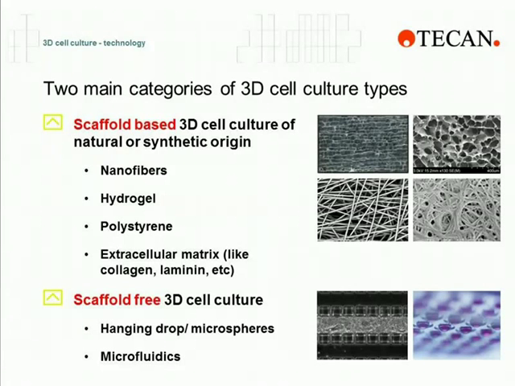This scaffold can be made out of natural or synthetic materials like nanofibers, hydrogel, polystyrene, or natural materials like extracellular matrix proteins, collagen, or laminin. The second approach, the scaffold-free technologies, include the hanging drop technologies, where microspheres are formed due to gravity and the cells grow in a drop. This will be explained in detail by Jens in the second part of this webinar. But also microfluidic systems belong to this category of scaffold-free systems.